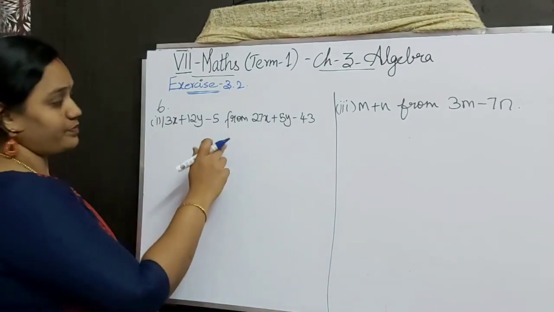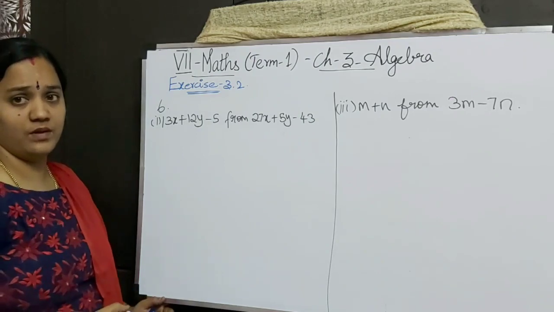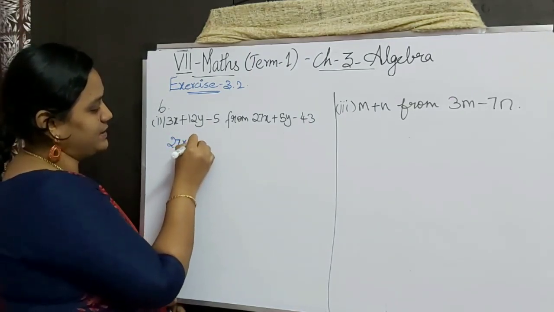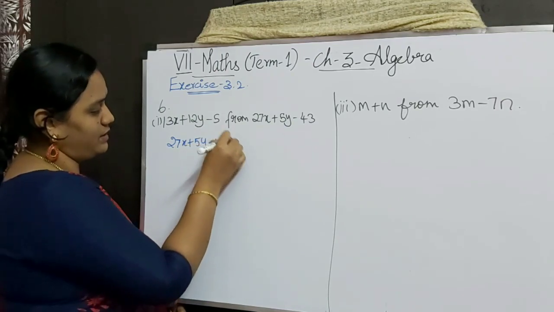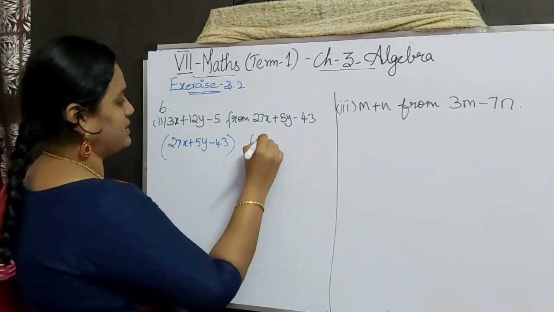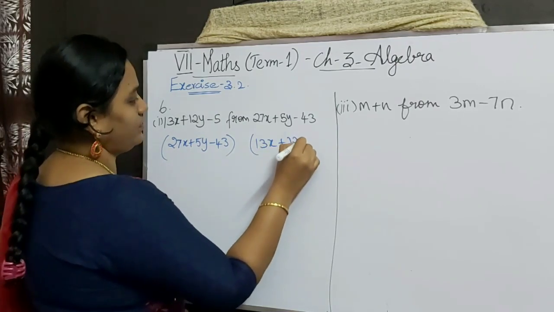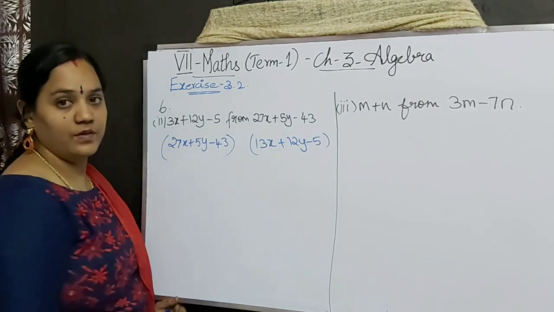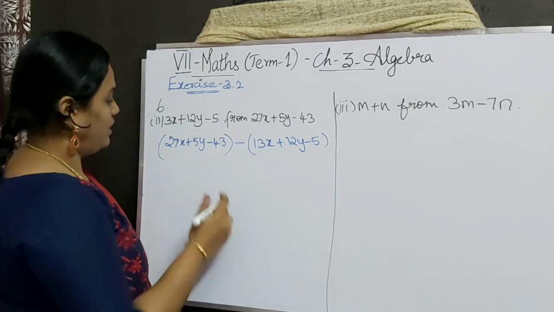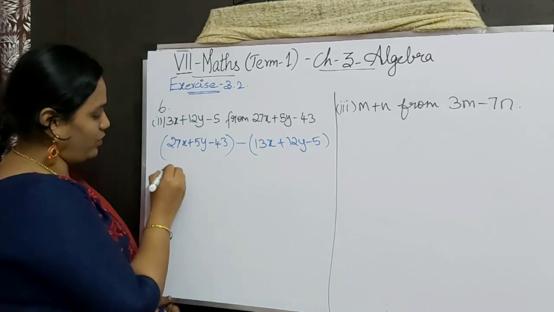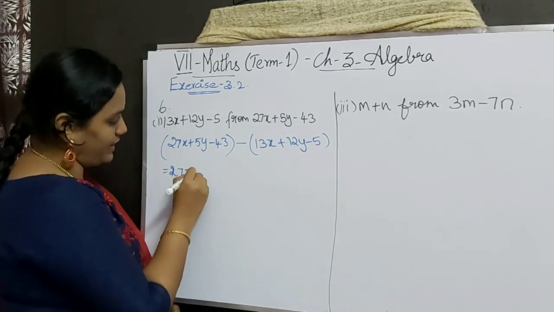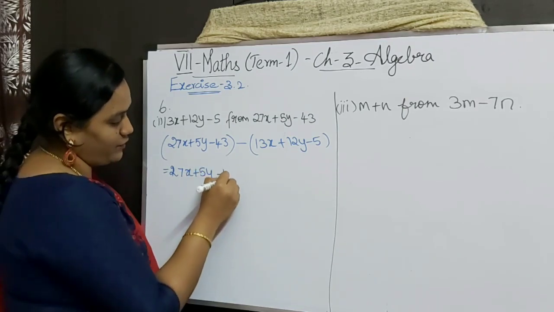So now here the word from comes, so we have to write 27x plus 5y minus 43. This we have to write in a bracket. Okay, next is the first term last, minus 5. In between we have to put one minus for subtraction. Okay, now we have to remove the bracket. So while removing, I will write this expression as it is: 27x plus 5y minus 43.